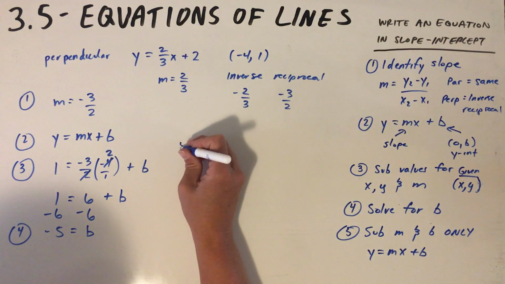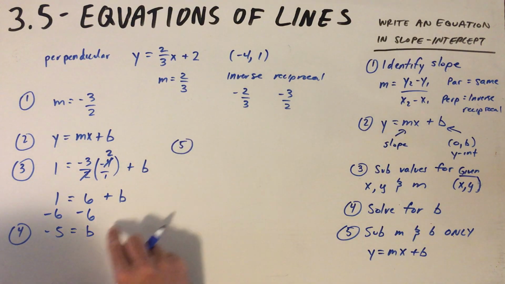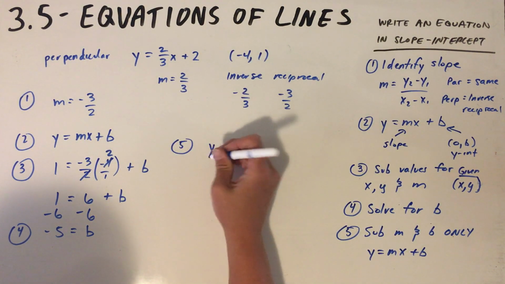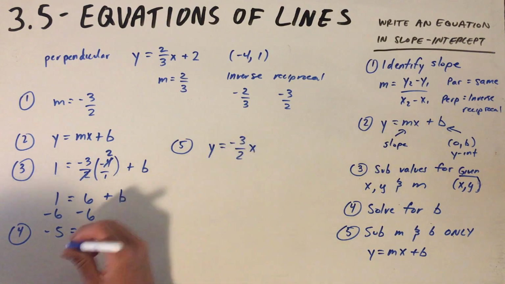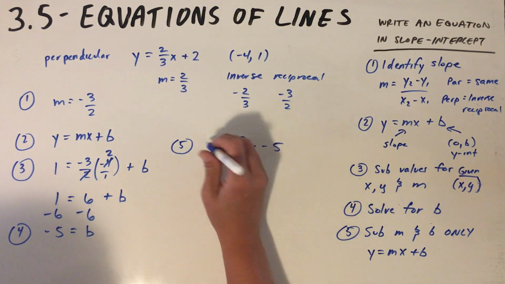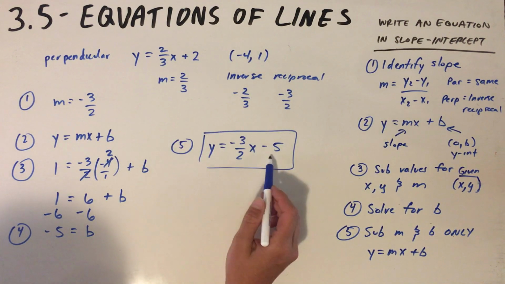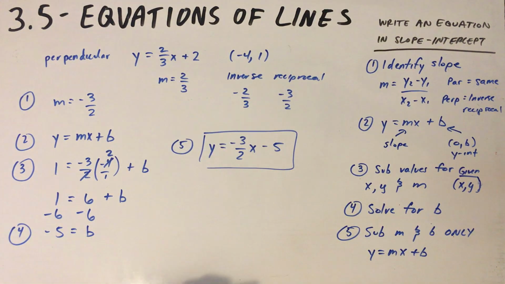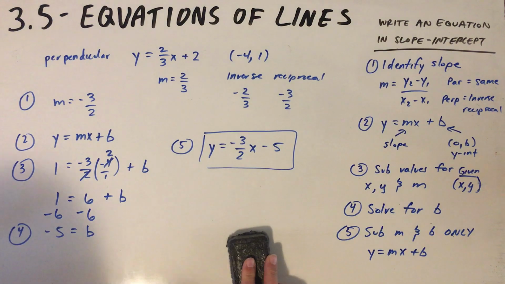I can write the equation of the line that is perpendicular to this one and passes through this point. I'm going to substitute the m value and the b value. So this is the equation of the line I'm looking for. It indeed has an inverse reciprocal slope, and that is the y-intercept. All right, so that is one extra example. Let's do one more and we'll be done with this section.